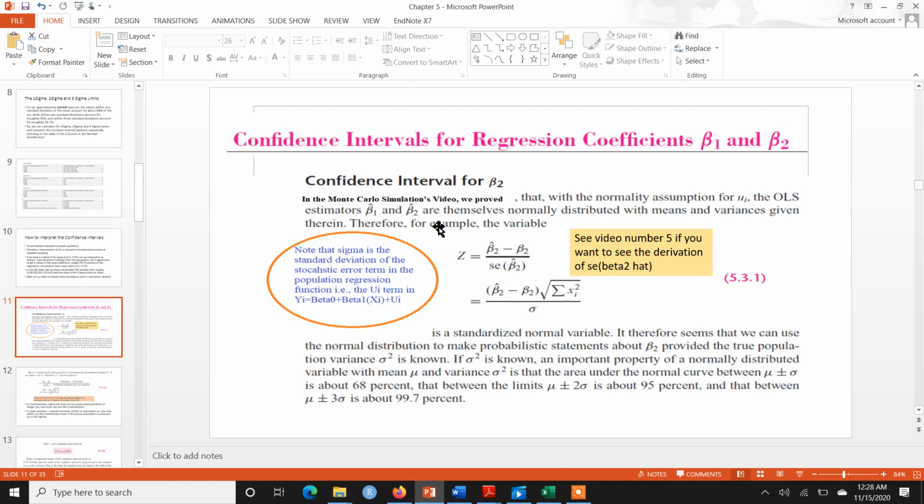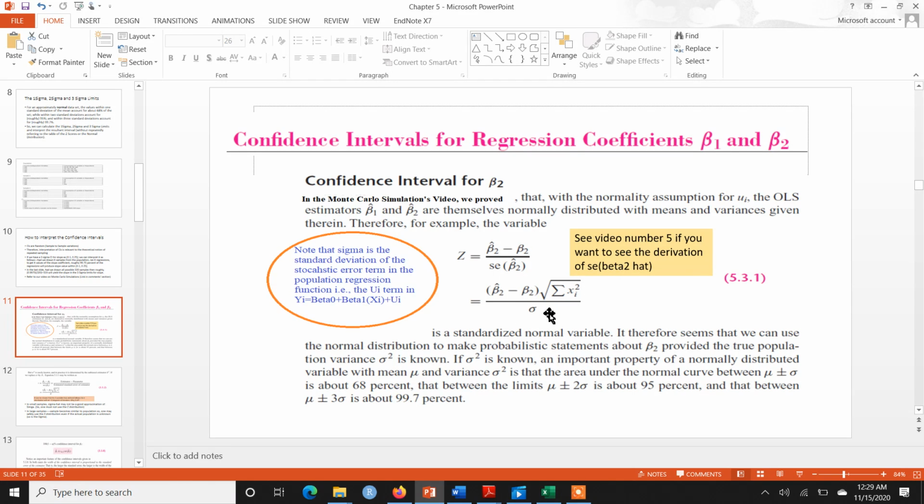So remember that the z-score is also called a test statistic, and based on this test statistic we are going to make the interval. In this test statistic, the denominator term is the standard error, or the standard deviation of beta 2 hat, which we denoted by the symbol sigma. If you don't know how to calculate this sigma, you can watch video number 5 where we derived the standard error of the slope coefficient.